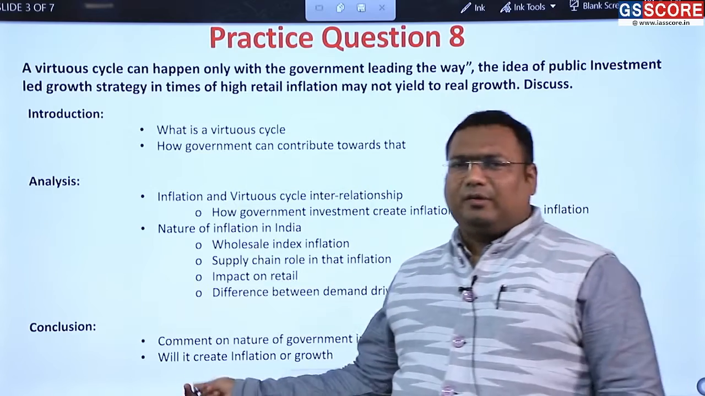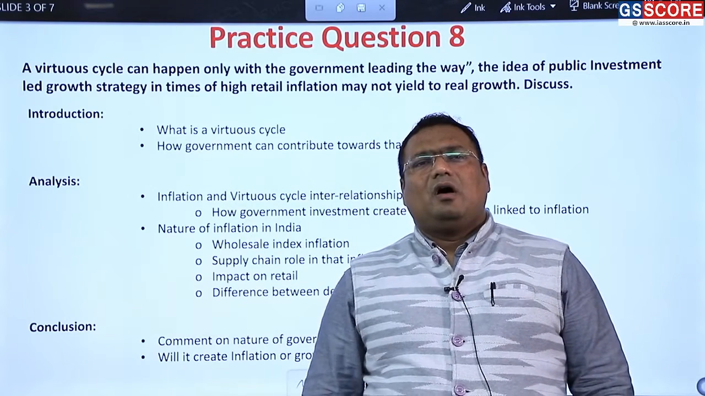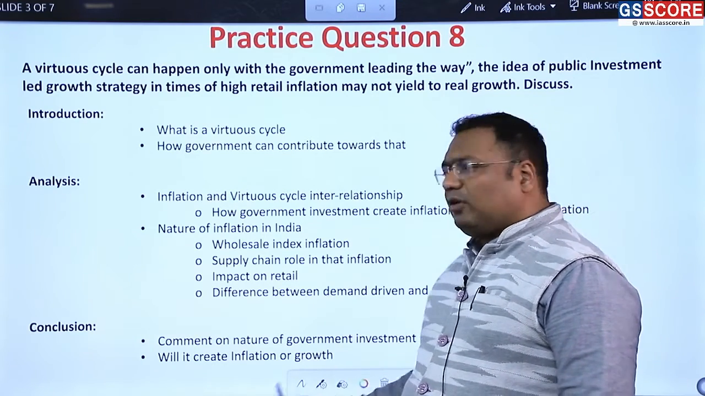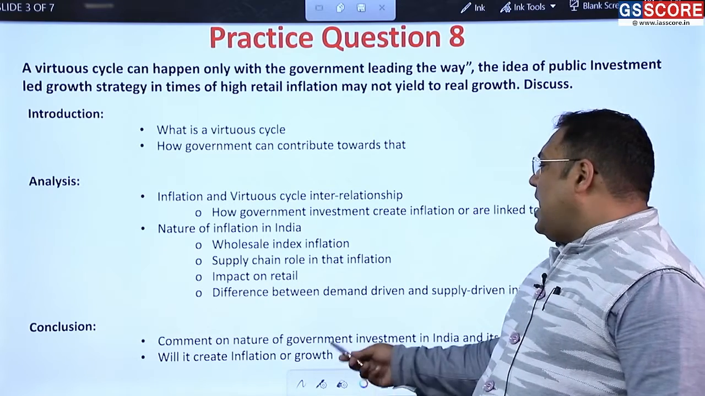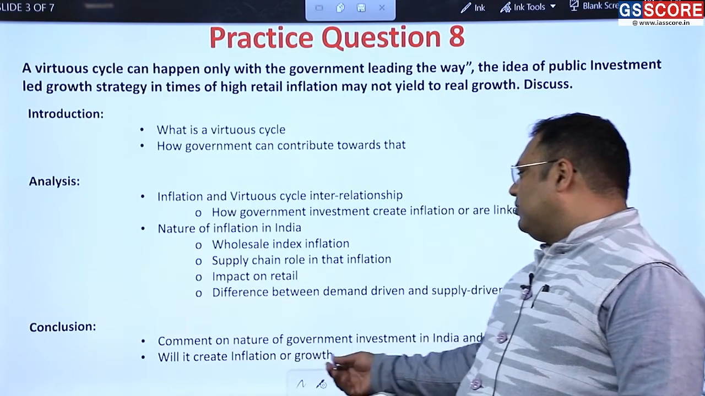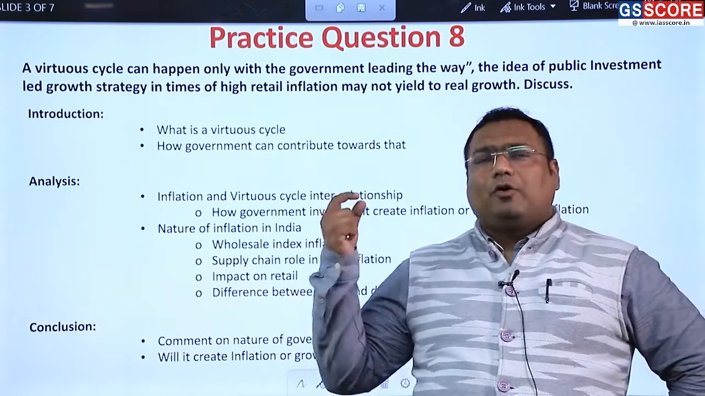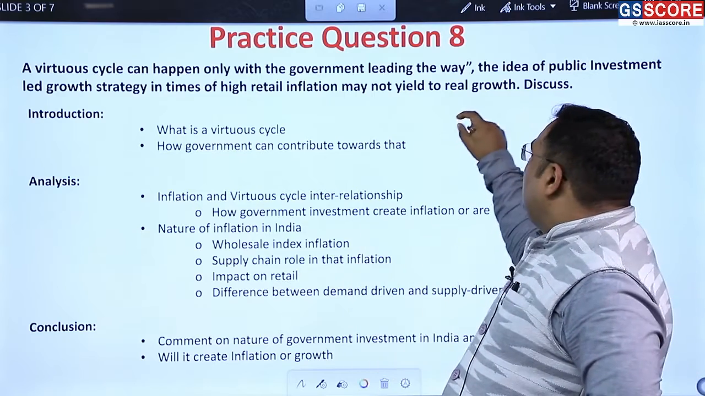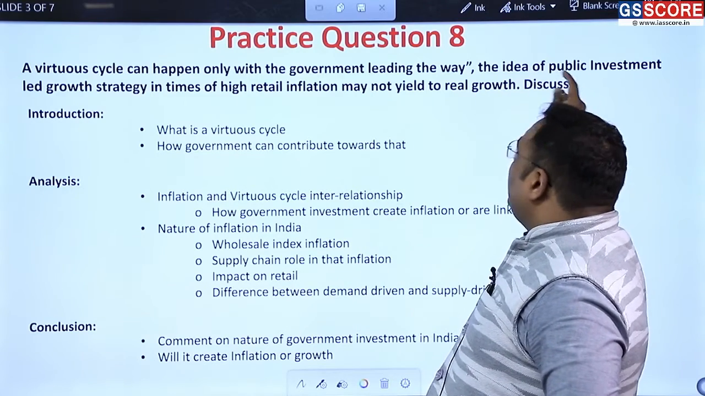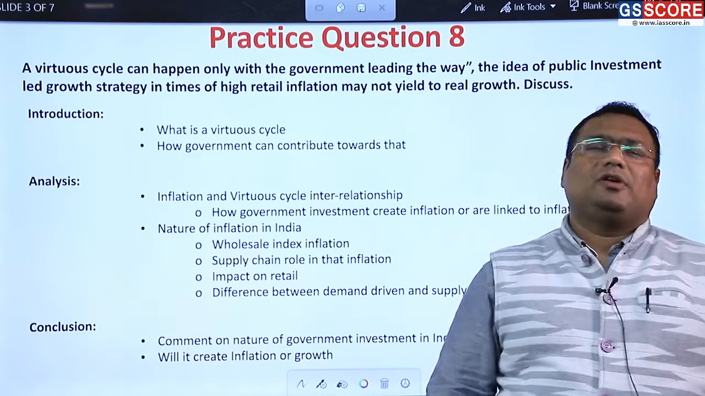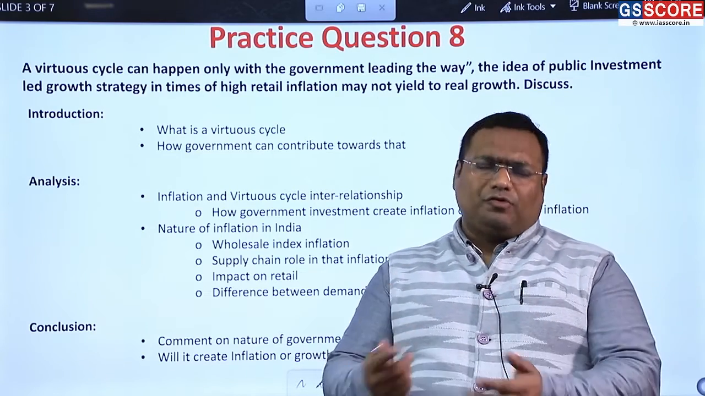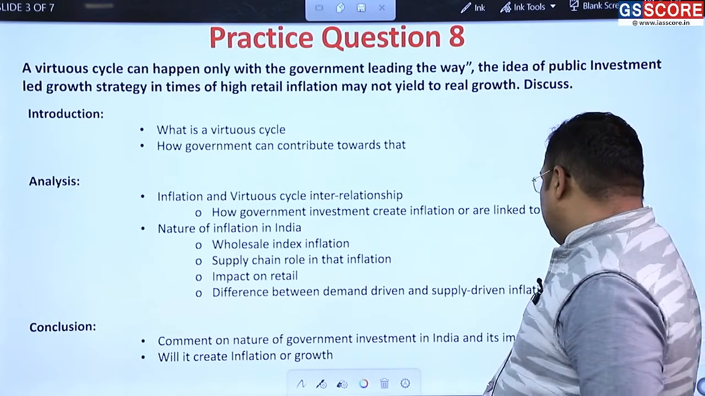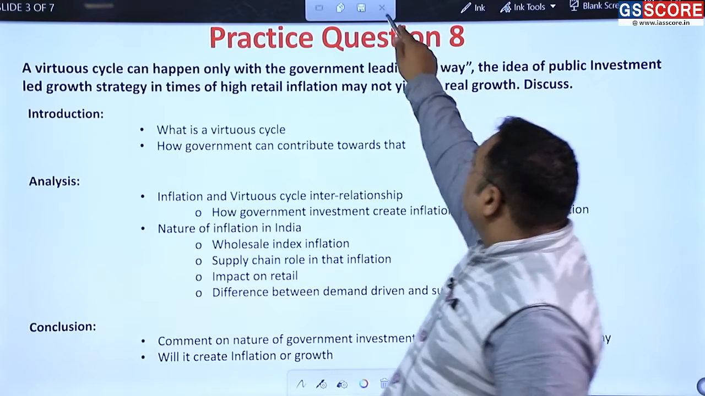Again, if you want to understand it, please watch State of the Economy, the session that we have taken earlier, Economic Survey, State of the Economy. And then you can definitely comment, will it create inflation or growth? At present, because there is excess liquidity, because we have supply side inflation, the continuation of public investment will not create too much inflation, or is not likely to, do not give very strong statement, is not likely to create too much of inflation. So that is how you will cover. Thank you. Okay.